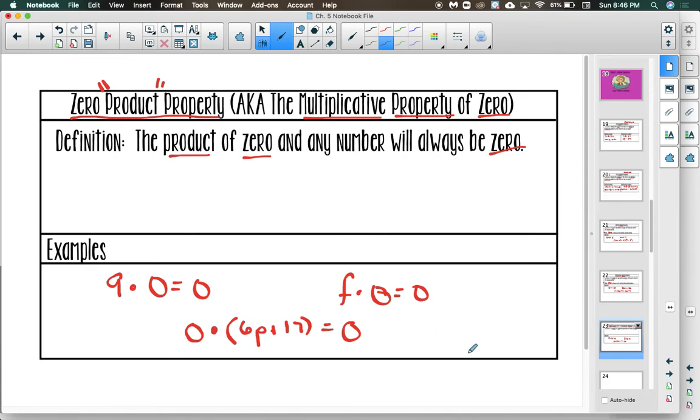Okay, so be aware this is a pretty powerful property. It means 0 times any number or any quantity is going to result in a product of 0. Again, 2 different names for this. Zero product property, also called the multiplicative property of 0. Either way, those 2 properties make a lot of sense. We're talking about multiplying by 0, and you know what that means, getting a product of 0.